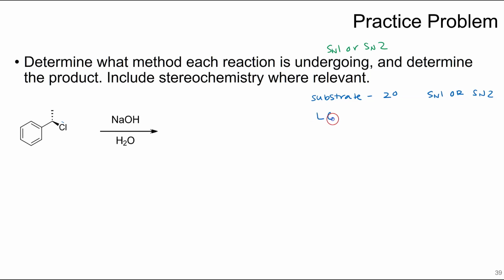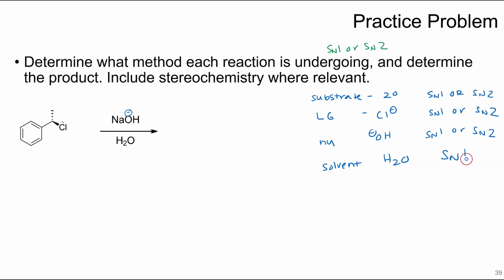Okay, then I'm going to look at my leaving group. That's chlorine, which is a pretty good leaving group. We have SN1 or SN2. The next I look at the nucleophile. This is NaOH, which is a very good nucleophile. Again, that's SN1 or SN2, because SN1 just needs a nucleophile. And now I'm looking at the solvent. This is water, which is polar protic, so that points to SN1.